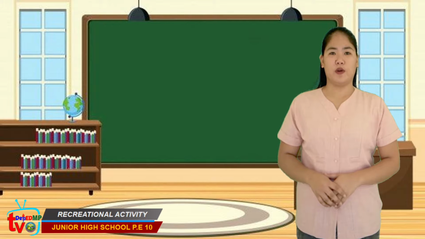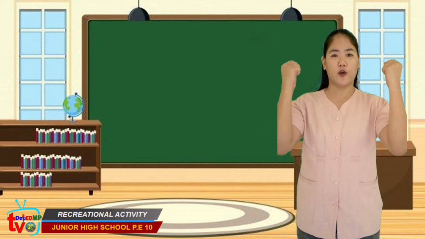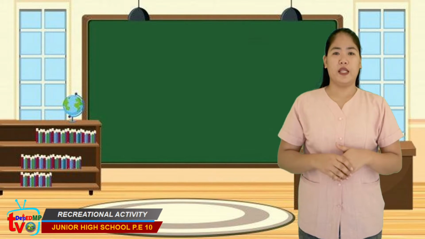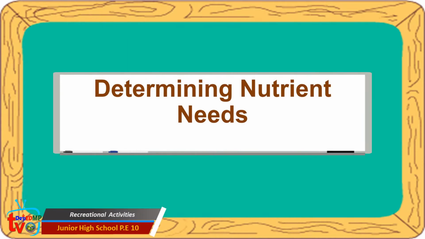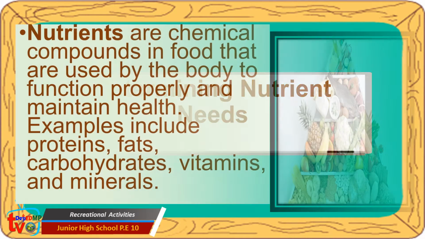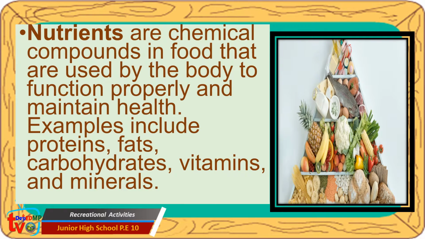In order for us to perform recreational activities with full energy, we need to determine the nutrients that are needed by our body. Determining nutrient needs. Nutrients are chemical compounds in food that are used by the body to function properly and maintain health. Examples include proteins, fats, carbohydrates, vitamins, and minerals.